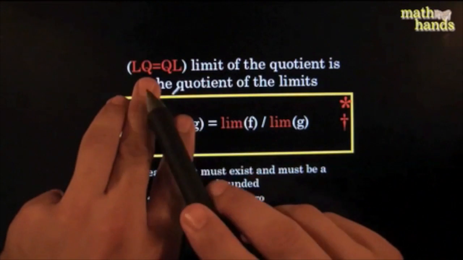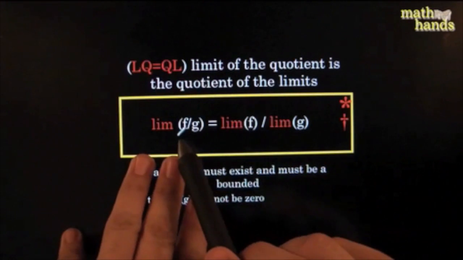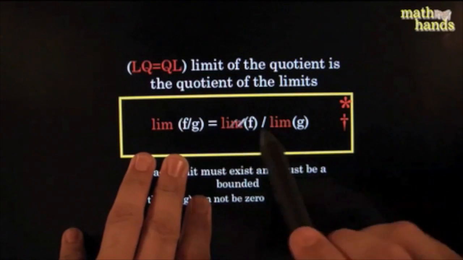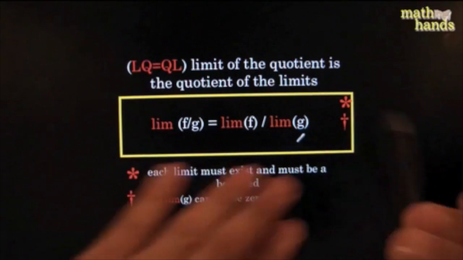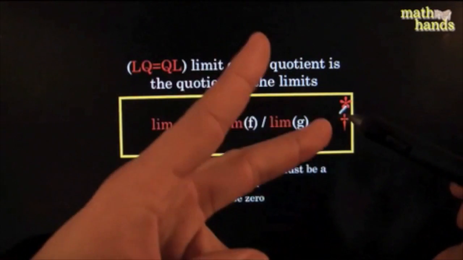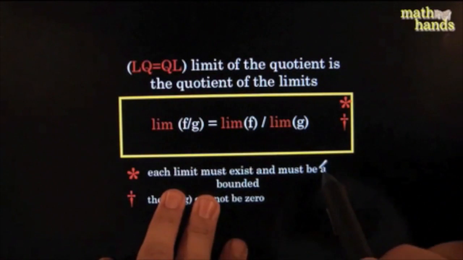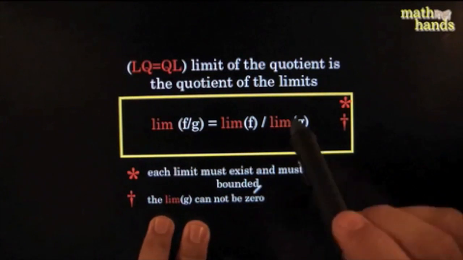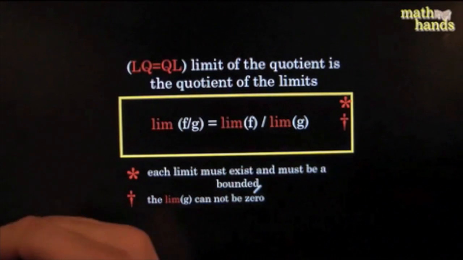Same thing with quotients. The limit of the quotient is the quotient of the limits. If you've got a fraction here, you could distribute it to each, the top and the bottom, and break it up into smaller chunks. Oh, but now you've got two disclaimers. Each of them must exist and be bounded, and you've got an additional one: the bottom cannot be 0. If the bottom is 0, you can't play this game.